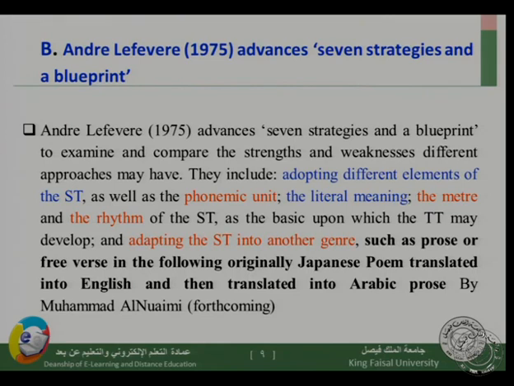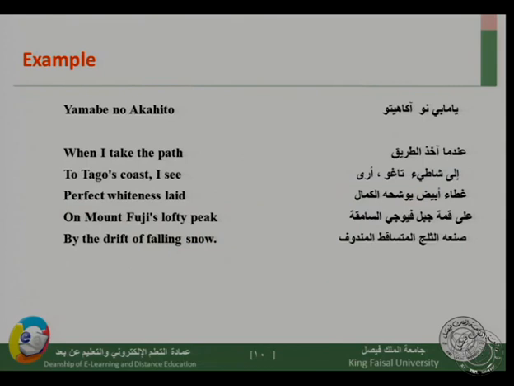Now, when you are translating English poetry into Arabic poetry, it's not easy, by the way, to transfer it into poetry. So he is suggesting that some people translate poetry into prose. Now, how to translate poetry into prose? This is a little example to show you. This poem was written originally in Japanese, and then translated into English, and then translated into Arabic. Now, when I take the path to Tago's coast, I see perfect whiteness laid on Mount Fuji's lofty peak by the drift of falling snow.